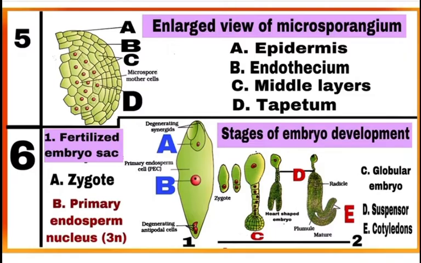Now see the second diagram. It is showing stages of embryo development from zygote. Zygote develops into C, the globular embryo stage. D is the suspensor present in heart-shaped and mature embryo, and E are cotyledons.